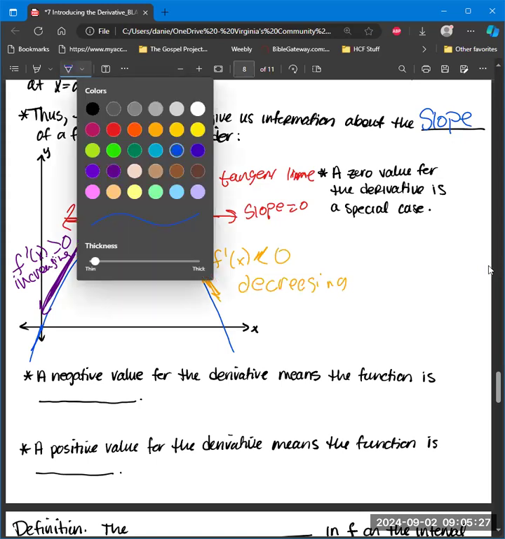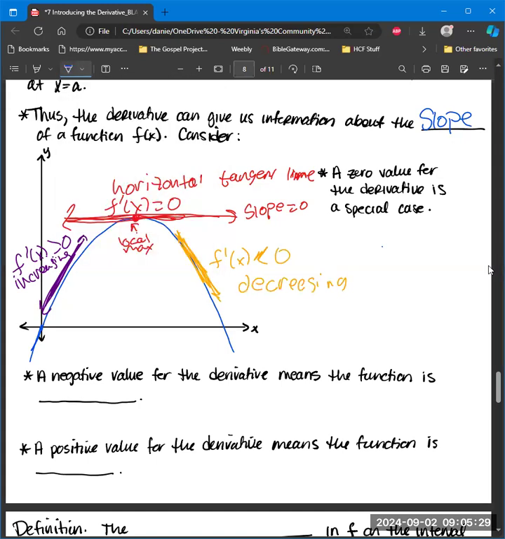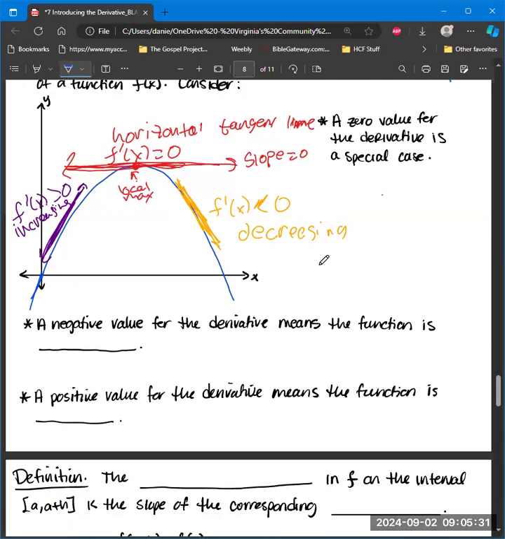That really looks forward to our applications of derivatives that are coming up, especially in this class where we want to maximize revenue and maximize profit and minimize cost and all these things. We will be using derivatives to help us do that. So a negative value for the derivative means that the function is decreasing. A positive value for the derivative means that the function is increasing.